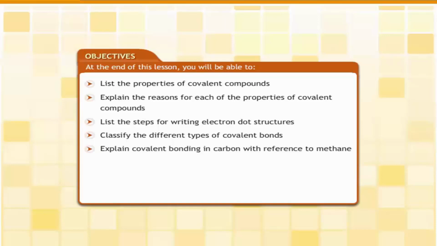At the end of this lesson, you will be able to list the properties of covalent compounds, explain the reasons for each of the properties of covalent compounds, list the steps for writing electron dot structures, classify the different types of covalent bonds, and explain covalent bonding in carbon with reference to methane.